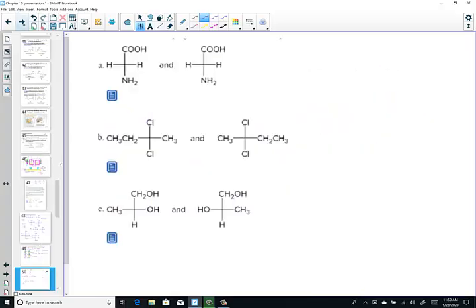I would say it's a good time to pause the video and try these out. How are they related? Are they identical or are they enantiomers? And we're just really honing in on our practice. This is an opportunity to flip the page to the top of page 10 and work these 3 problems, pausing the video, and then come back when you'd like to check your work.